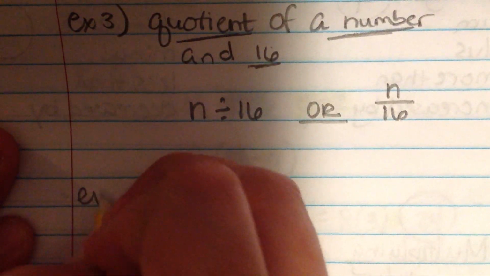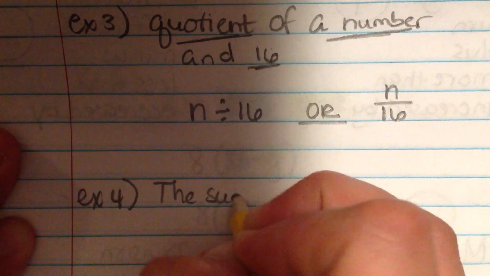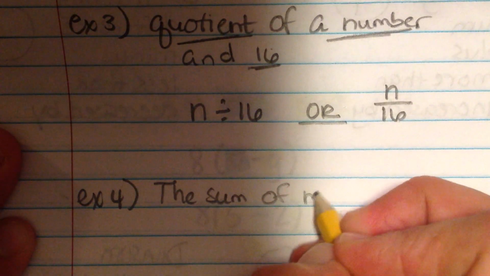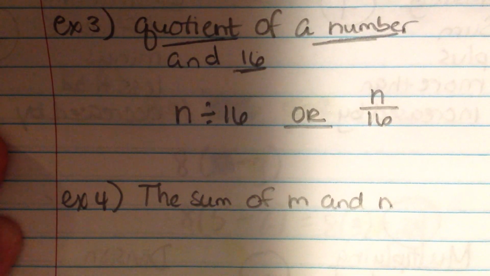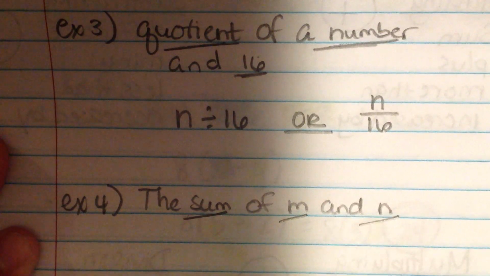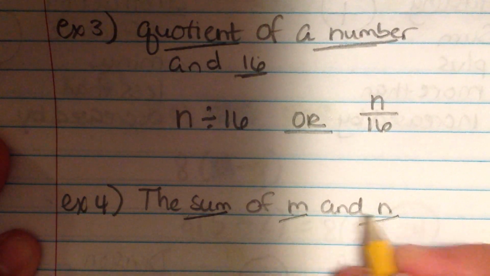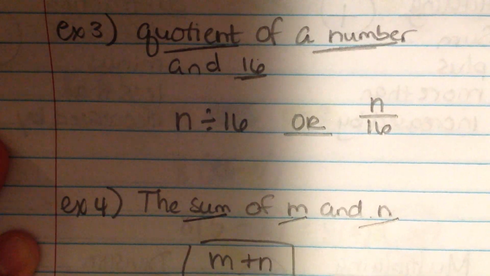Example 4. We could say the sum of m and n. Well, again, I have sum of m and n. So sum means the answer to an addition problem, so I will add m and n. My answer.